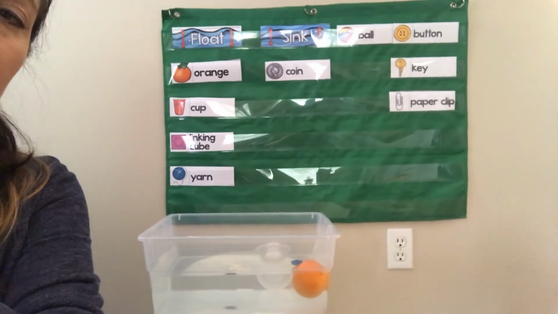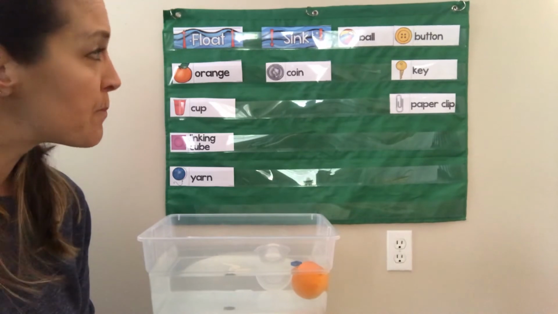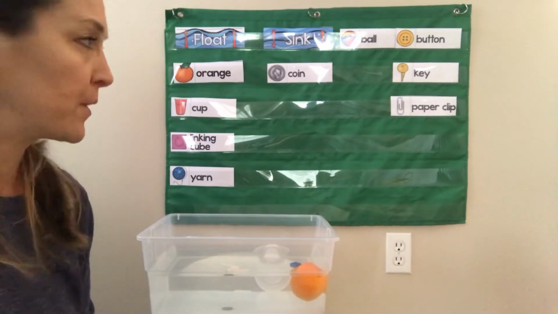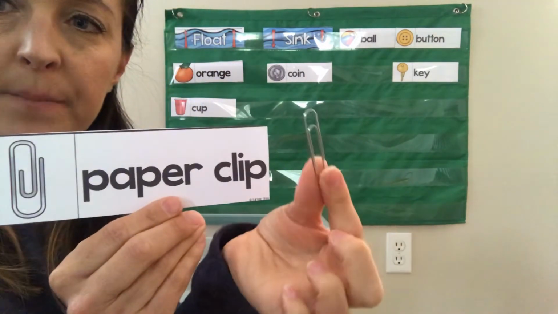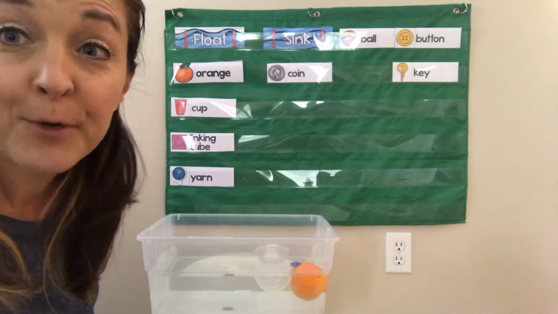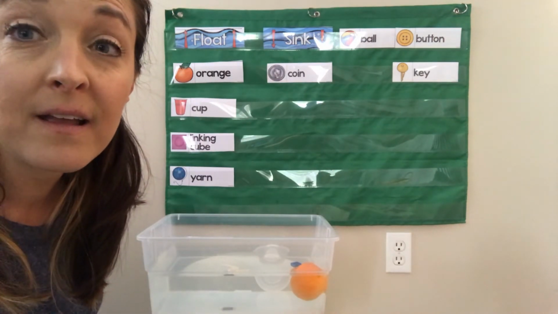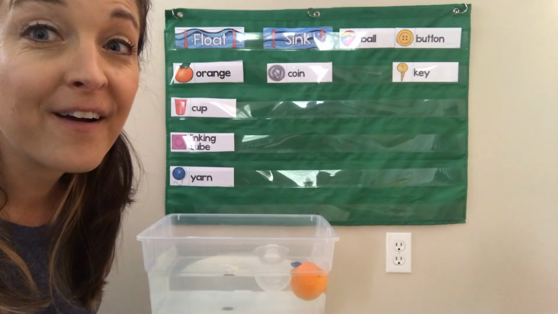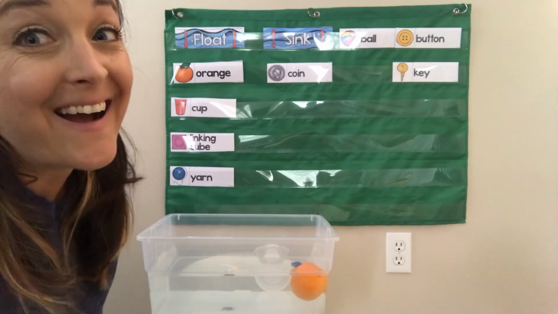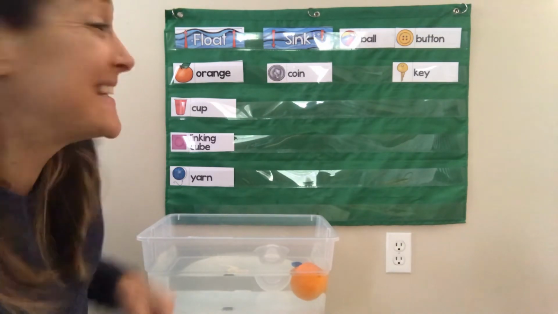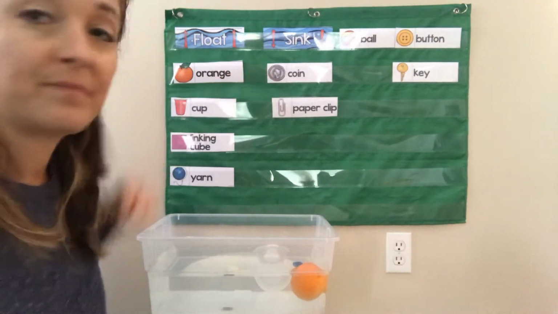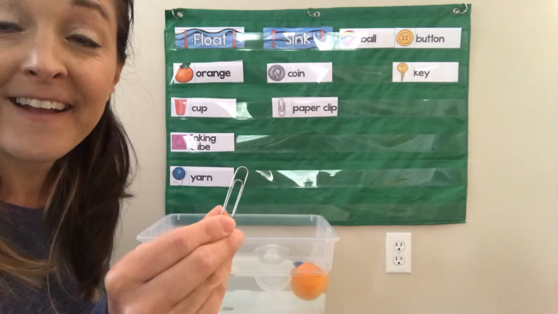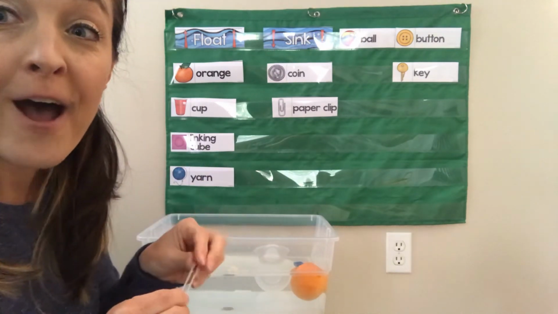How about, let's do the paper clip. Here it is. Let's do our paper clip. Here's our paper clip. Are you ready? What's your prediction? Sink or float? I think it's gonna sink. Let's see. Let's find out. Are you ready? 3, 2, 1.